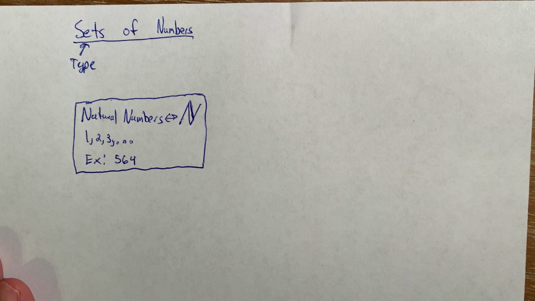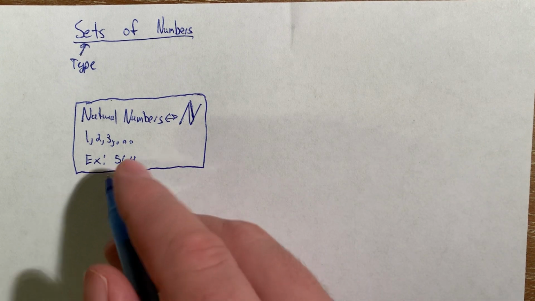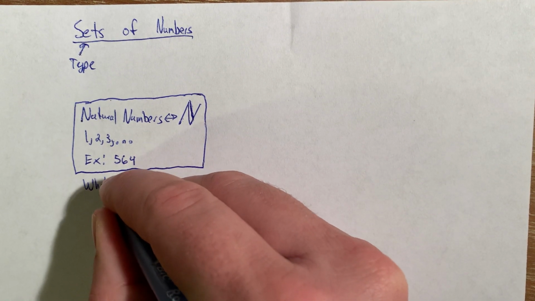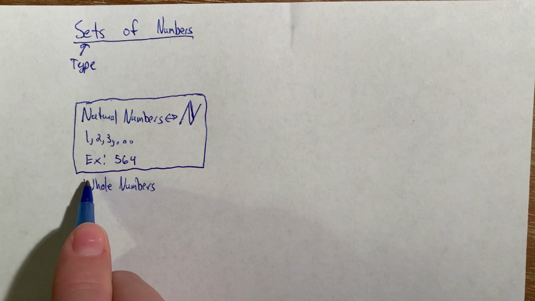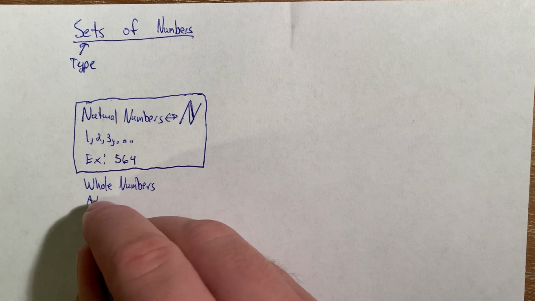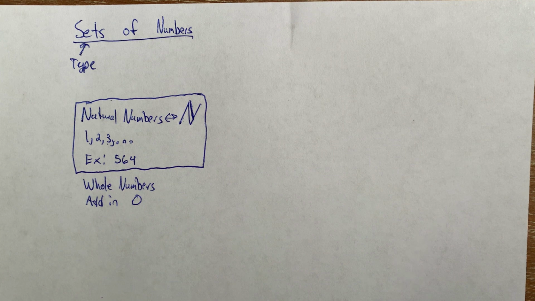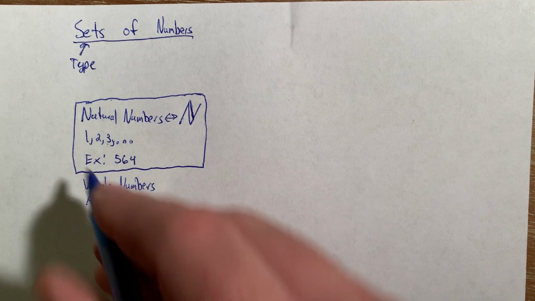And what we're going to do is, for each additional set, if it adds on to it, I'm just going to describe it as what it also contains. So the whole numbers are all of the natural numbers, but we're going to add in 0. So 3 is a natural number, but it is also a whole number. But 0 is a whole number, but not a natural number.